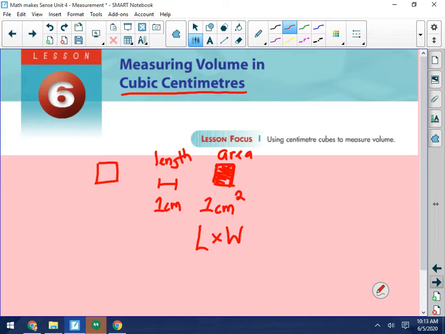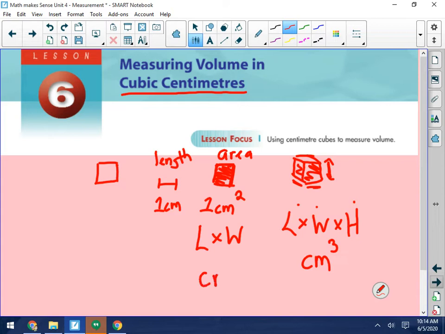To find volume, we have to take that and turn it into a cube. We have to turn it into something that's 3 dimensions. We now have length times the width. Now we have to times it by the height. So this is 3 dimensions, length times width times height. So now we have centimeters cubed. Cubed being that we could make a cube out of it because we've got 3 dimensions, length, width, and height.